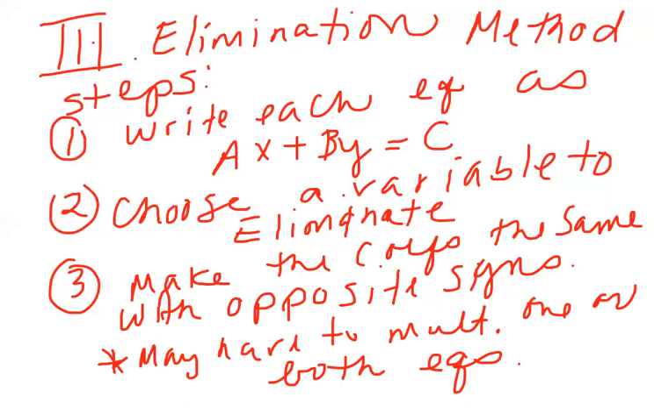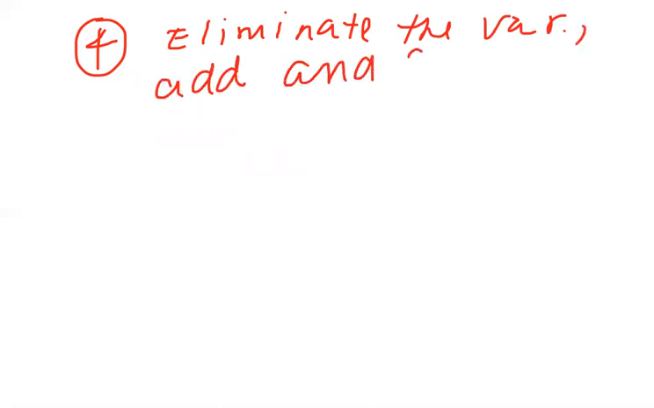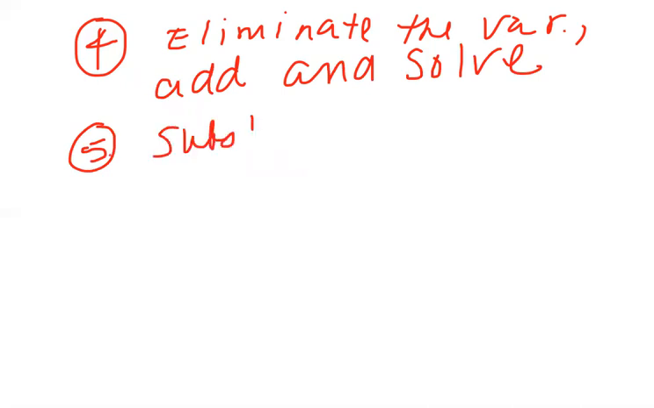So guys, I am going to erase this so I can move on to the next page because I'm not done. So now, once you've done this, you set out to eliminate the variable, just like you set out to do. You're going to now add and solve. And of course, just like with substitution, once you solve, you have the solution to one of the variables. You want to substitute to find the value of the other variable.